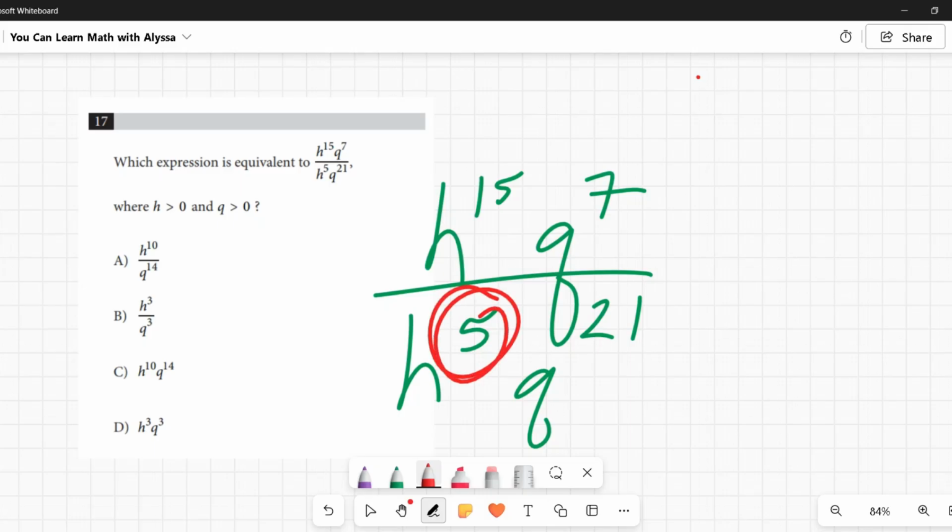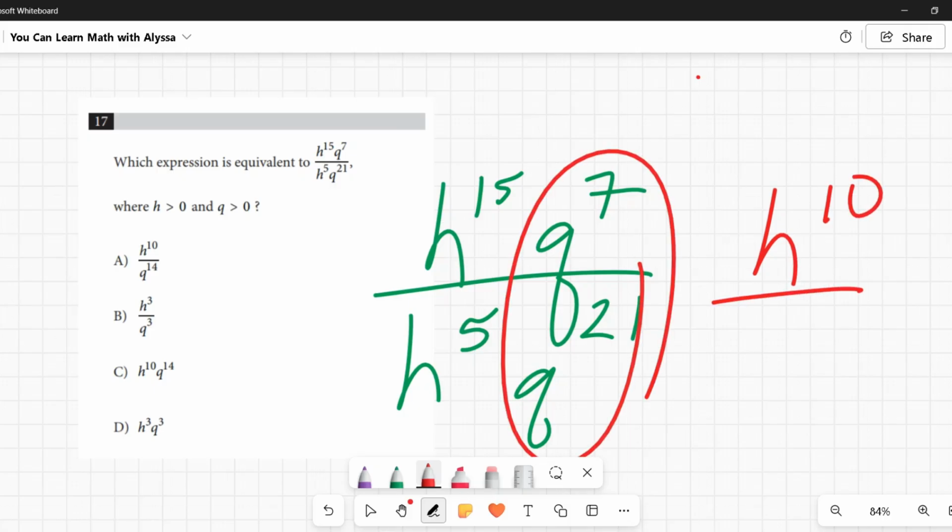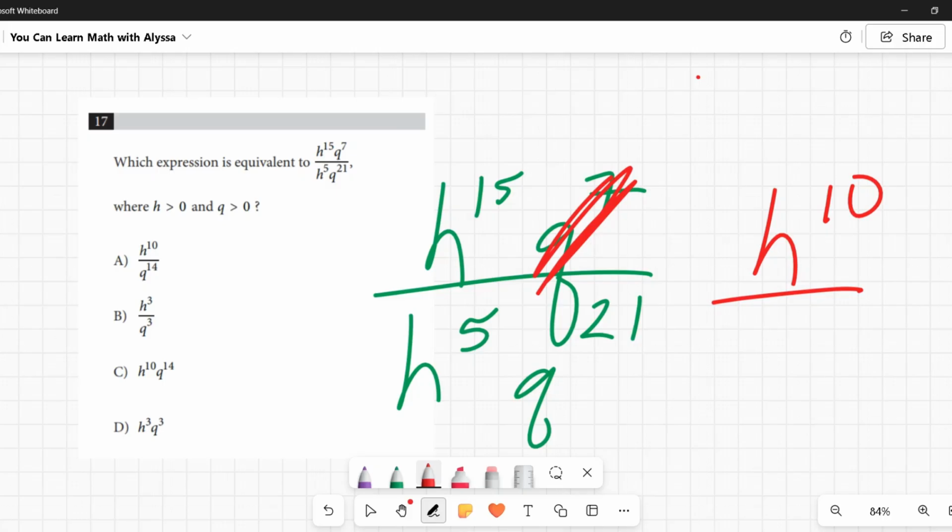5, these 5 are going to disappear because there's more on top. 5 go away from this, 10 are going to be left. Okay, with these 7 on top are going to disappear. 7 of these 21 on the bottom are also going to disappear, leaving 14 on the bottom. I think that perspective, honestly, it's a lot easier and a lot faster for this particular type of problem.